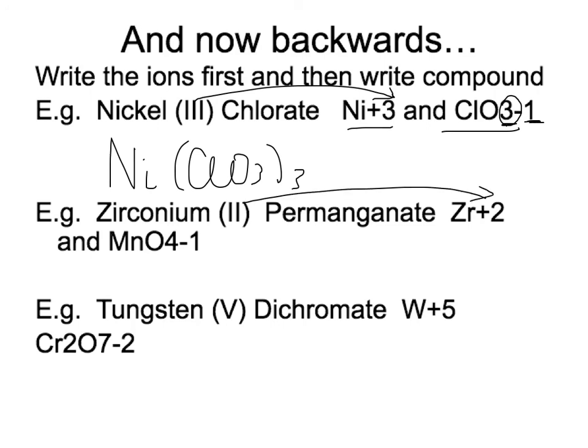Zirconium +2. There's a +2. A permanganate is an MnO4 with a -1 charge. Because I'm looking at a +2 and a -1, I'm going to need 2 of those.